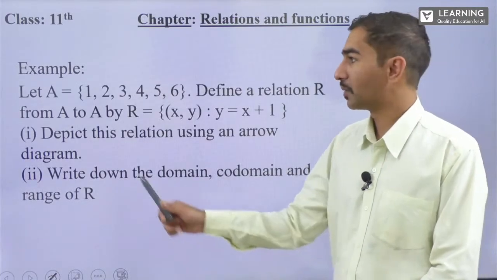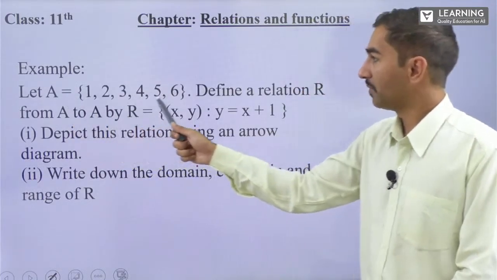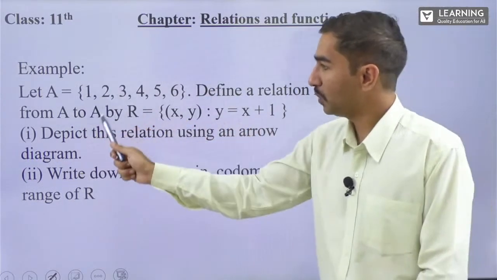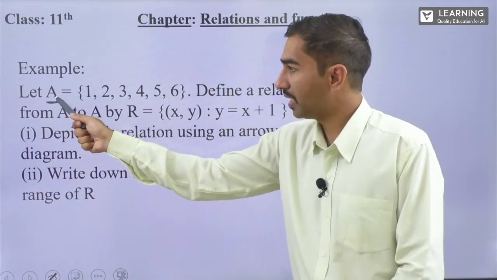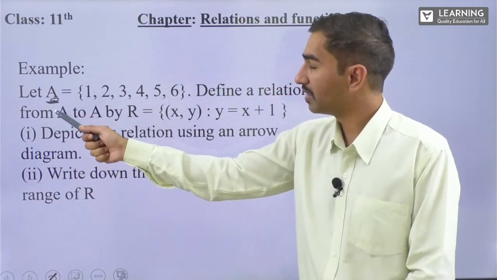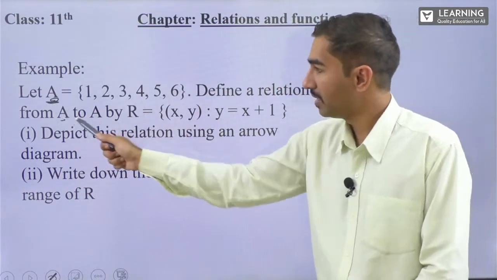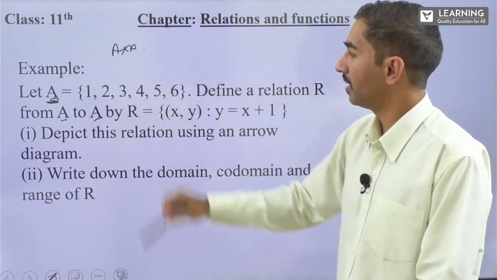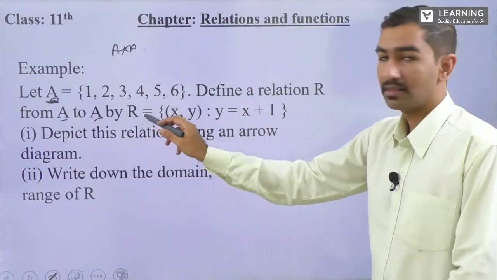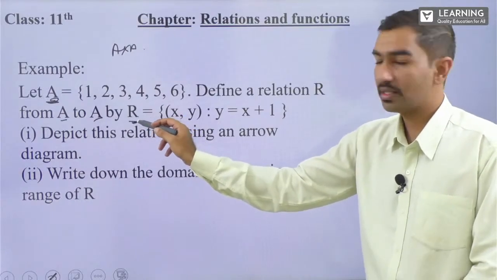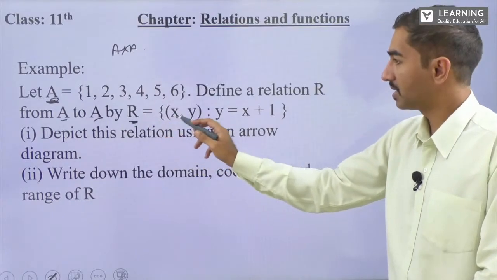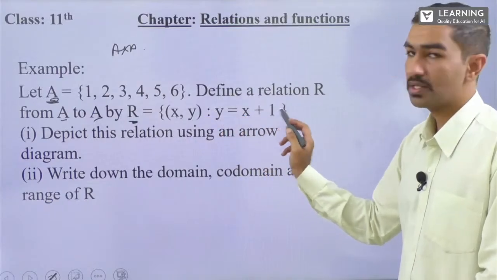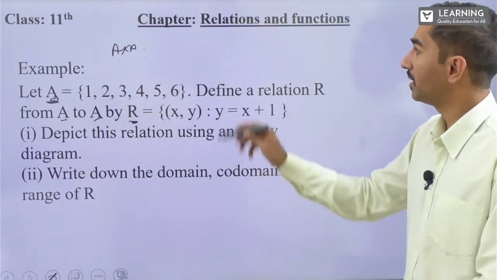So from NCERT only. If A is equal to {1, 2, 3, 4, 5, 6}, define a relation R from A to A. So see, they have given only A and they are asking to define a relation from A to A. So that is nothing but what, students? A cross A. By R, so see, this is the relation now. How are they describing the relation? (x, y) such that y is equal to x plus 1.